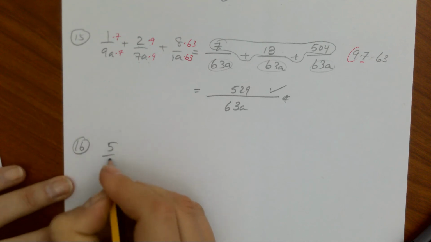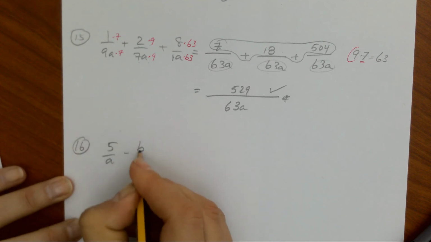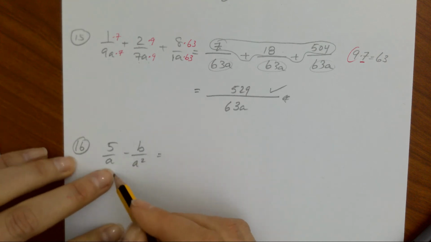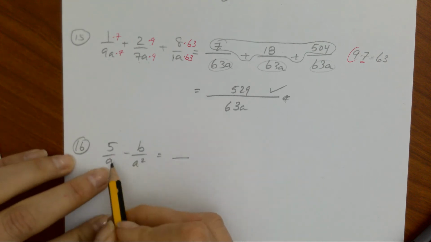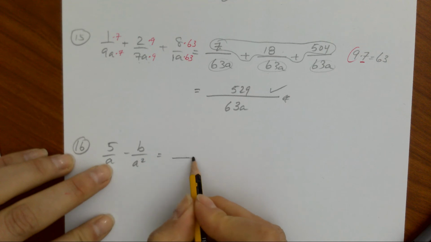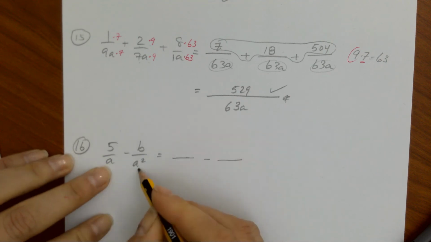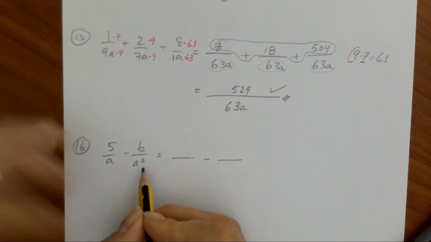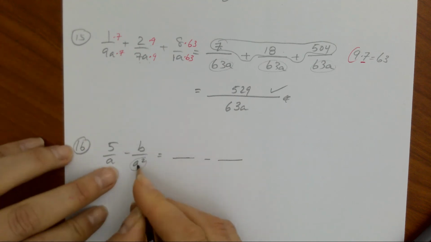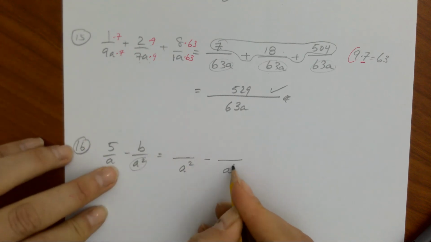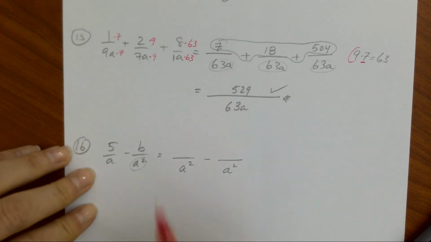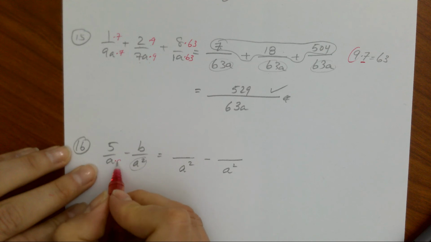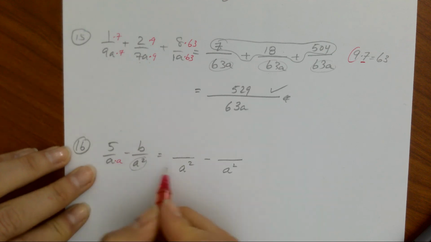5 over a minus b over a squared. Okay, so I need to have a common denominator. They're both a's, but they need to have the same exponent. So I just choose the biggest a. So a squared is the biggest a. So I'm going to do a squared as my new common denominator. And I say, okay, what does this one need to become this? Well, it needs to be multiplied by a. A times a is a squared.